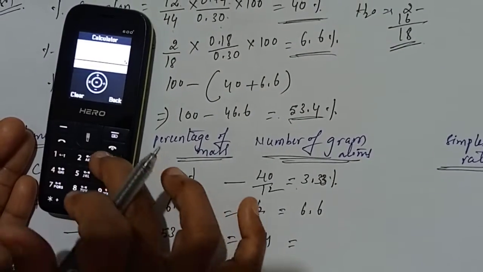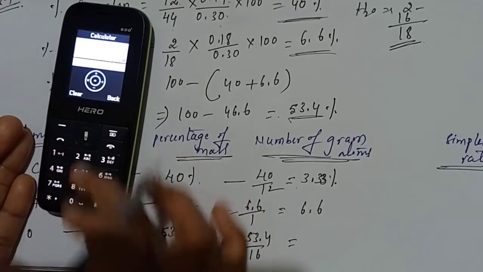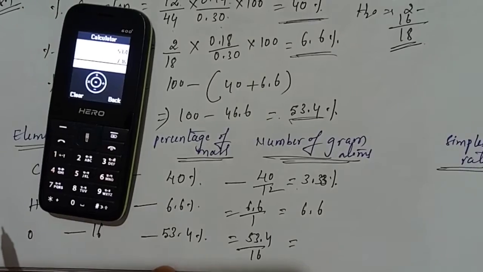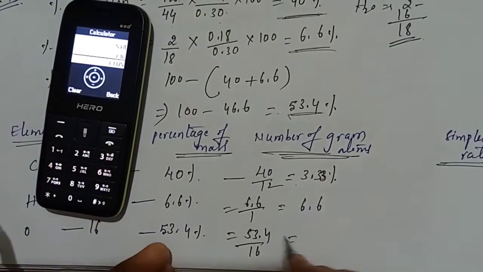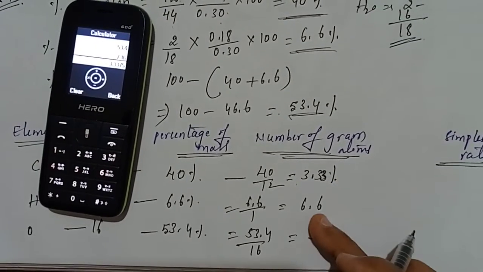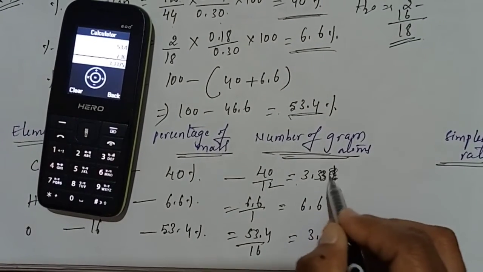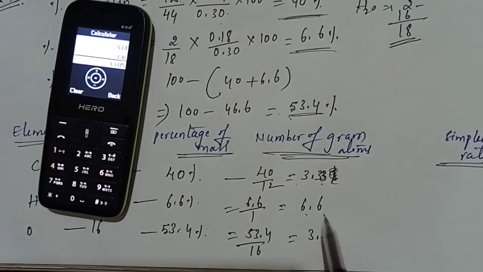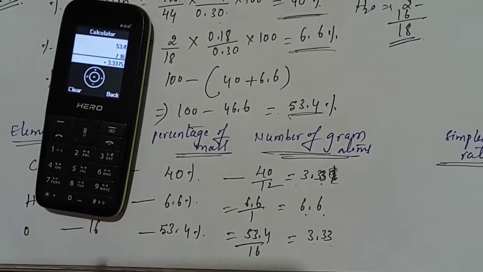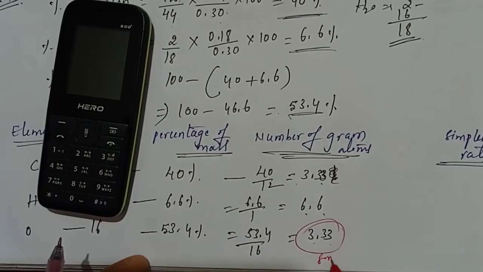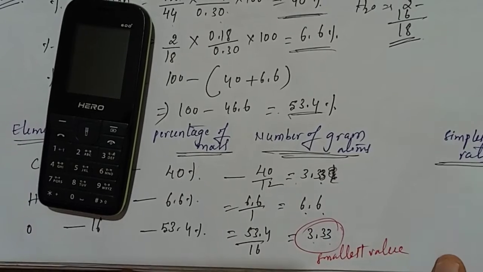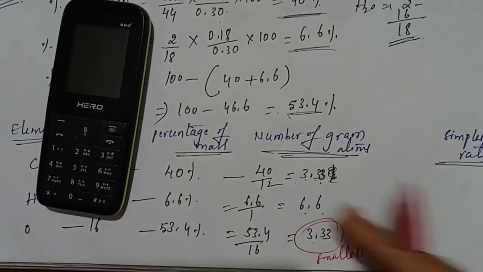53.4 divided by 16. Okay, now 53.4 by 16, how much did we get, students? 3.33. Are you clear? So we have 3.33, 6.6, and 3.33. In this, which is the smallest value, students? 3.33, correct? This is the smallest value. This is also 3.33, that is also the smallest value.